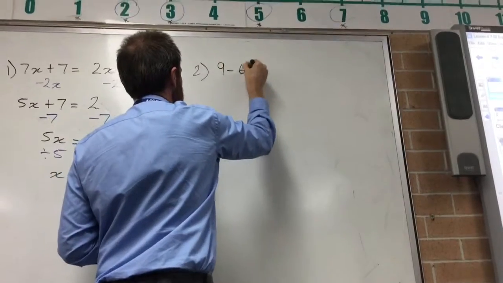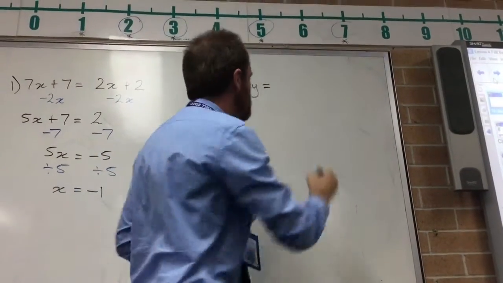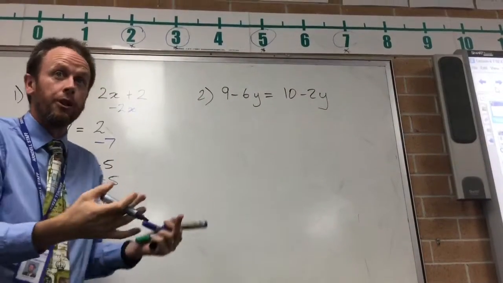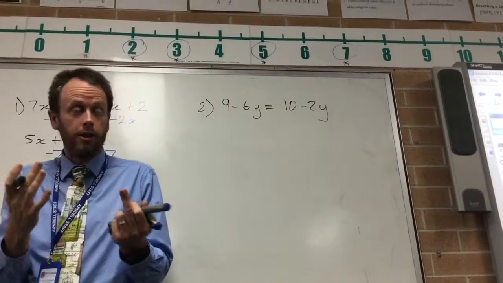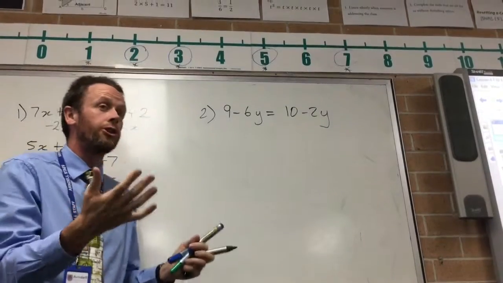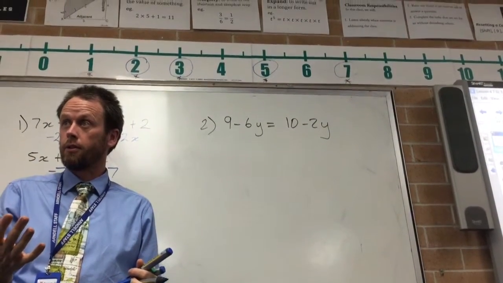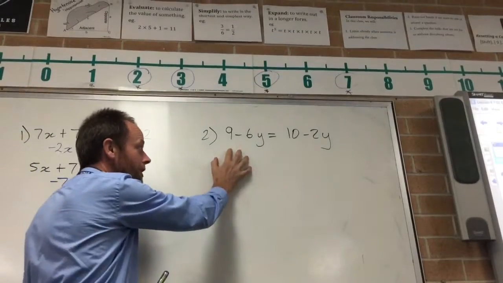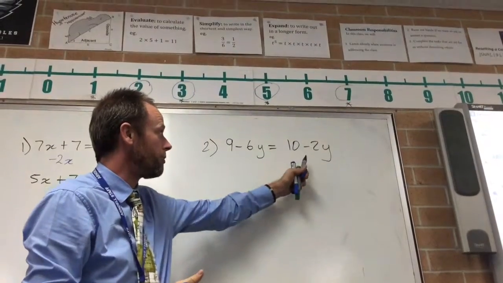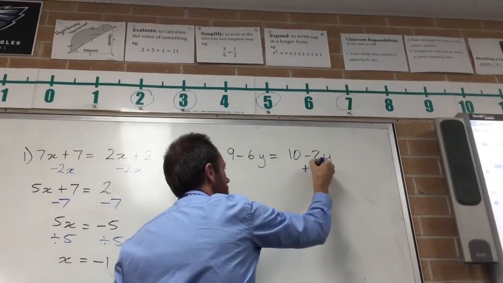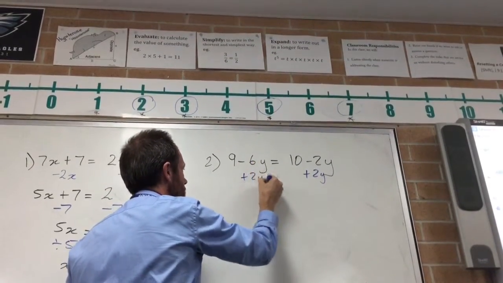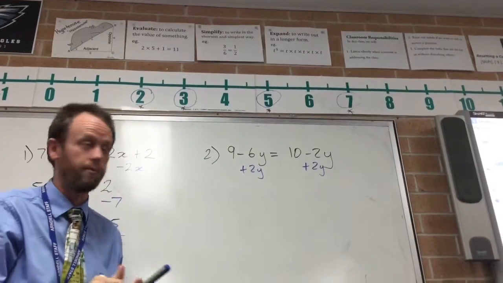What about our second example? 9 minus 6y is equal to 10 minus 2y. It looks different, it's got minuses in it, the letters are in different order because of the minuses, so let's be careful. But again, same principle applies. I want to get the variables on the left-hand side, the numbers on the right. I begin with dealing with my variables. Over here I have minus 2y, so I want to add 2y to get it across to the other side. But to keep it balanced, I add 2y to both sides.